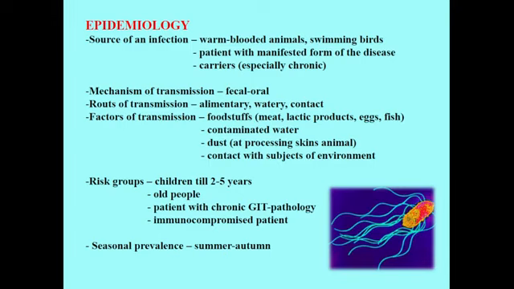Risk groups: children up to 2-5 years, old people, people with chronic GIT pathology, immunocompromised persons. It's a risk group of severe course. Yes, all people are susceptible, but this group has a more severe course. Seasonal prevalence: summer, autumn. And about foodstuffs, meat, lactic products, eggs or fish, it depends on the food habits of the country.